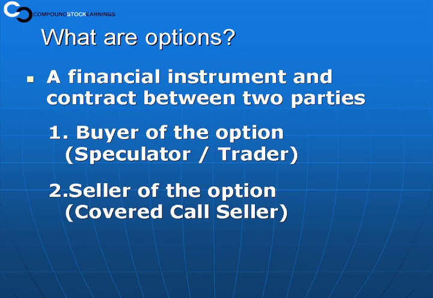All right, so what is an option? An option is a financial instrument and contract between two parties. In an option transaction, you have a buyer of that option who is a speculator or a trader. Whenever you buy an option, you are a speculator or a trader. You are gambling on the direction of the market using an option contract. Then the second party in this trade is the seller of the option. And that's what you're doing when you're selling covered calls. You're actually not speculating with the option, which is extremely high risk, and the vast majority of speculators lose over the long term. You're actually selling the option contract to the speculator. So you're doing the complete opposite of speculation.